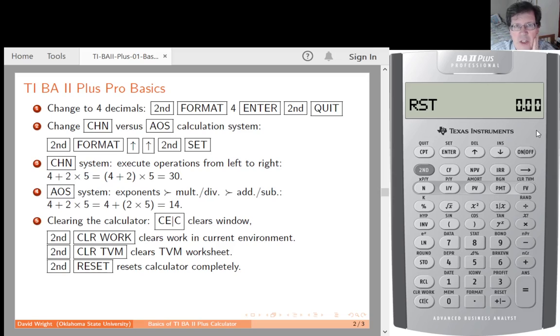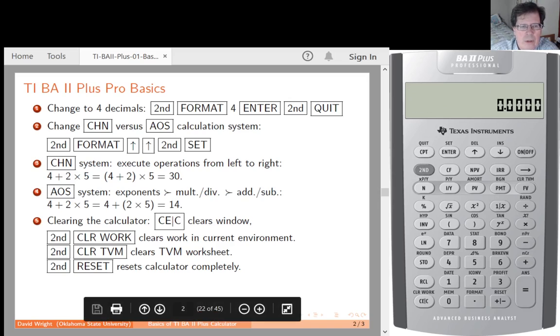So reset changes all your settings, whatever you've set, back to the default settings. And that's okay, but I'd rather have 4 decimals anyway, so I'll change it back. I said second format, 4, enter. There we go. Second quit.